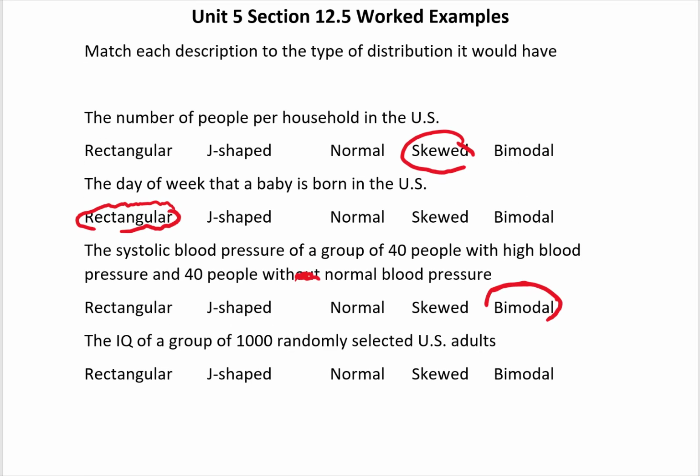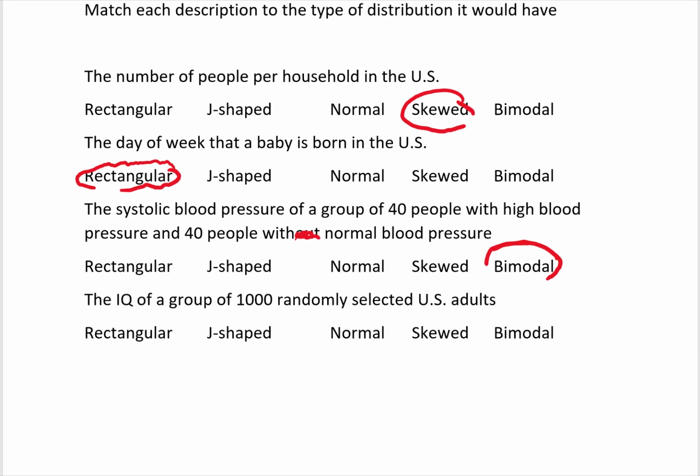The IQ of a group of 1,000 randomly selected U.S. adults. We would expect this distribution to be a normal distribution.